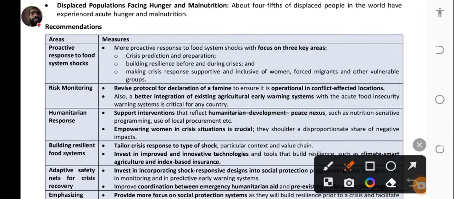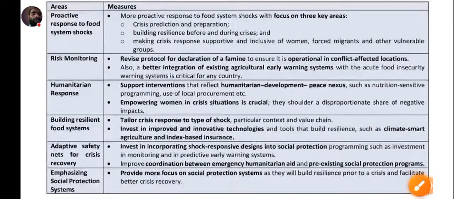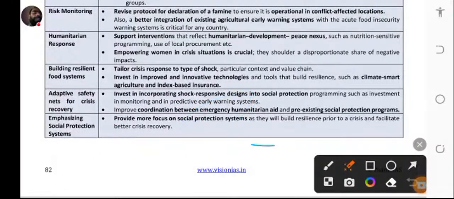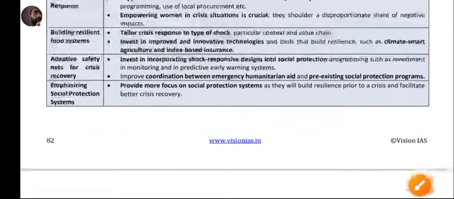Building resilience of the food system: tailor crisis response to types of shock, particular context, and value chain. Invest in innovative technology tools that build resilience, such as climate-smart agriculture, index-based insurance, and adaptive safety nets. Invest in incorporating shock-responsive design into social protection programming, such as investment in monitoring and predictive early warning systems. Improve coordination between emergency humanitarian aid and pre-existing social protection programs. Place more focus on social protection systems as they will build resilience prior to the crisis and facilitate better crisis recovery.